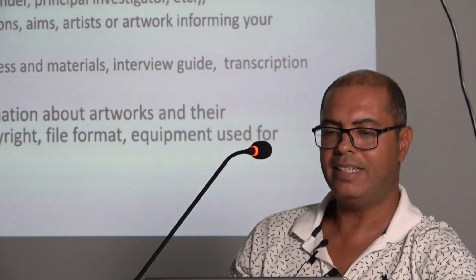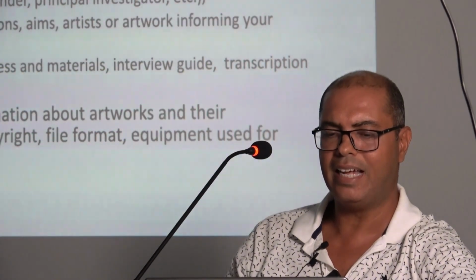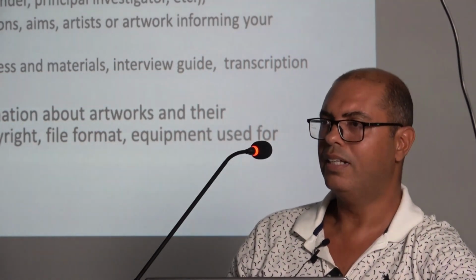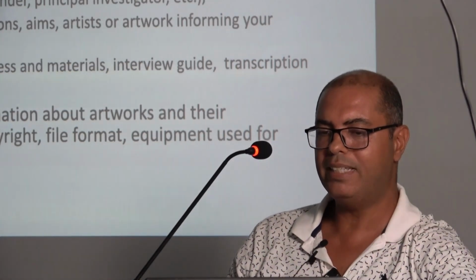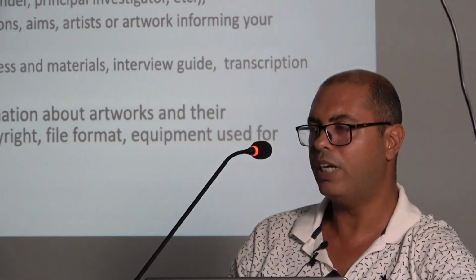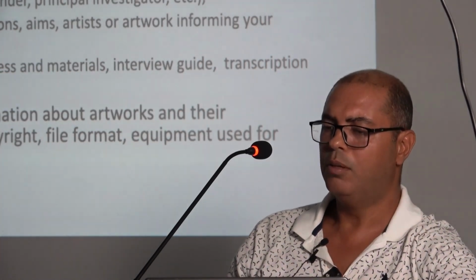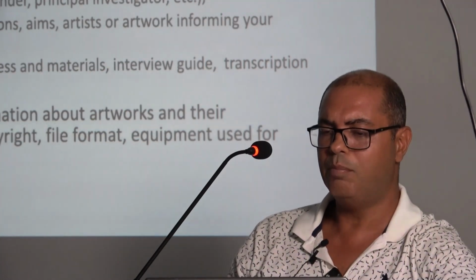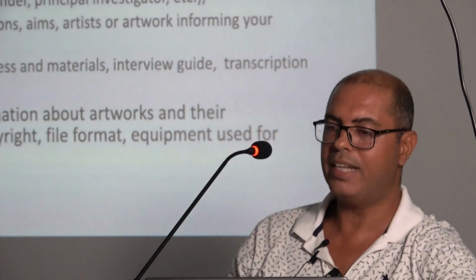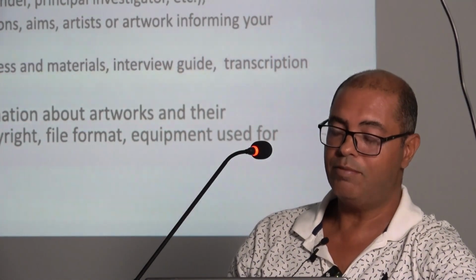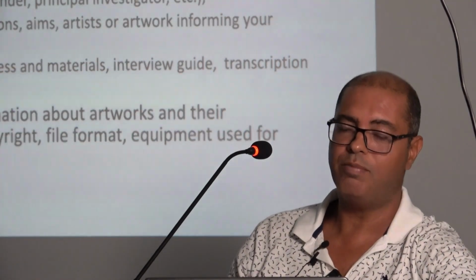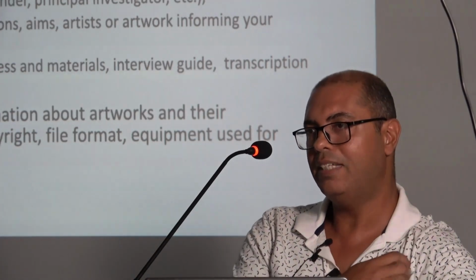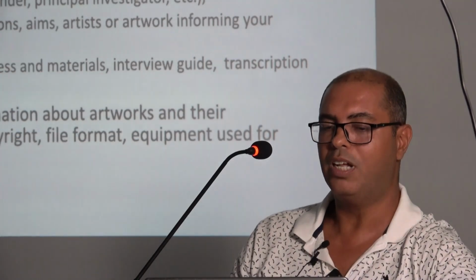For example, we can classify those metadata in different levels. If we want to have what we call project level metadata, it can include different information based on basic information of our project. That means maybe title, funder, principal investigator, but also we need to have the research design. That means the background, research question, aims, artist or artwork information informing our project, but also we can have methodology, which is the description of artistic process and materials, and also some interview guide and transcription process.